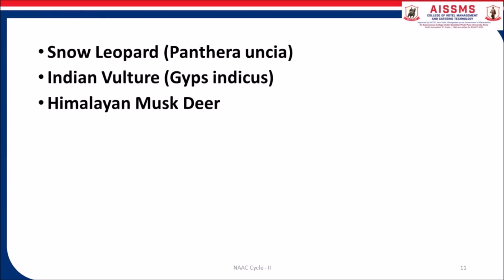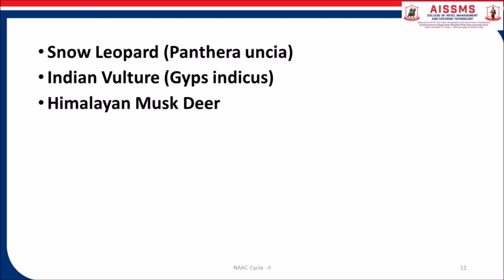Snow leopard. The snow leopard is a critically endangered big cat species found in high altitude regions of the Himalayas. It faces threats from habitat loss, poaching for its fur and body parts, and killing. Conservation efforts include establishing protected areas, community-based conservation programs, and reducing human and wildlife conflict.